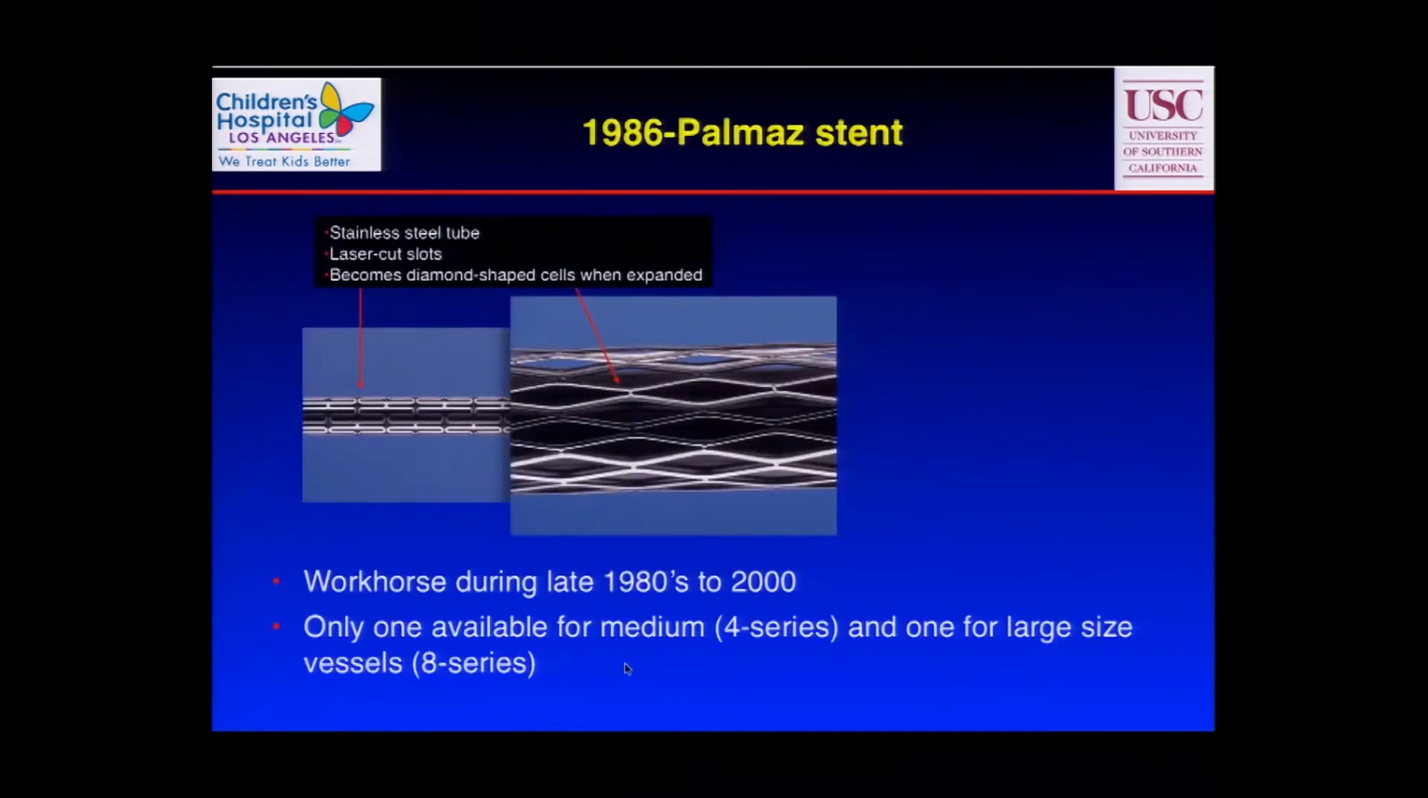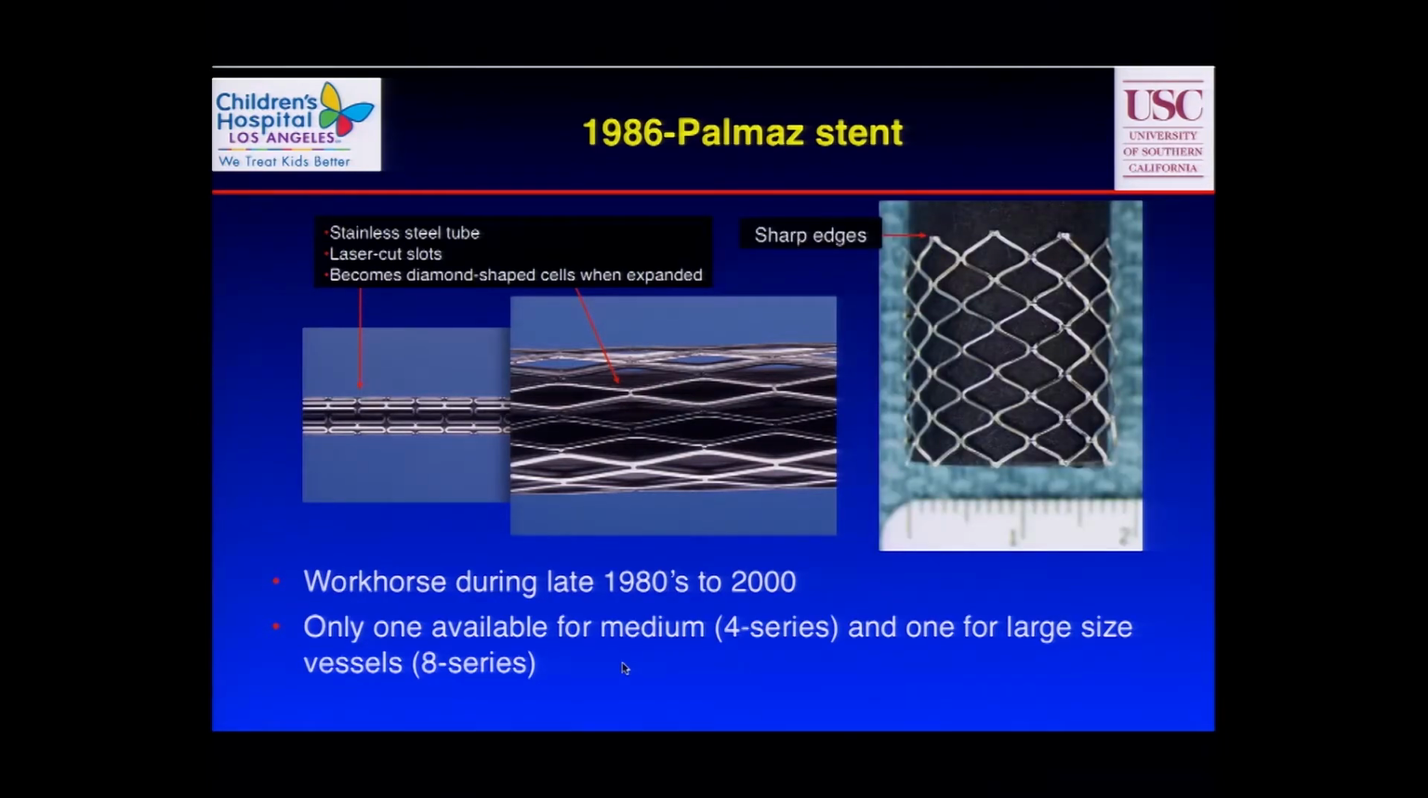So here's the original Palmaz stent. It's made out of stainless steel, laser cut, and basically was the workhorse for congenital heart disease from the 1980s to 2000. At that time, there was only one type of stent available. There was one for the medium-sized vessels up to about 8 to 10 millimeters. We call those the 4 series, like the 124, 184. Then the larger sizes go up to about 18 millimeters. We call them the 8 series, the 188, the 308, for example. However, they had very sharp edges.